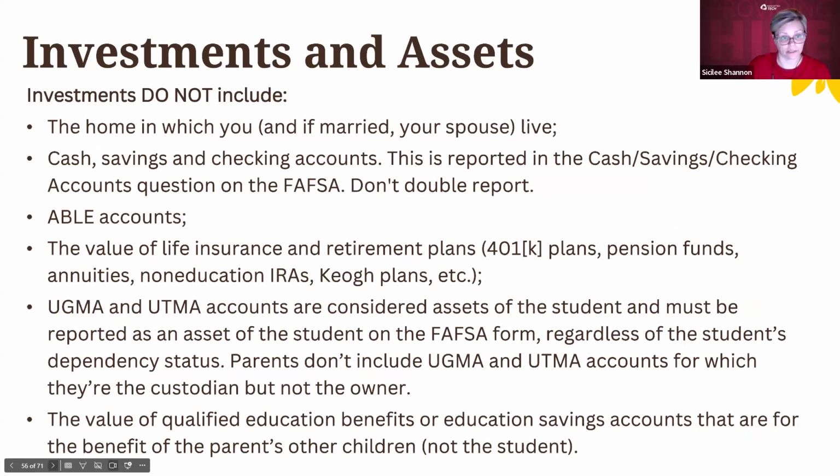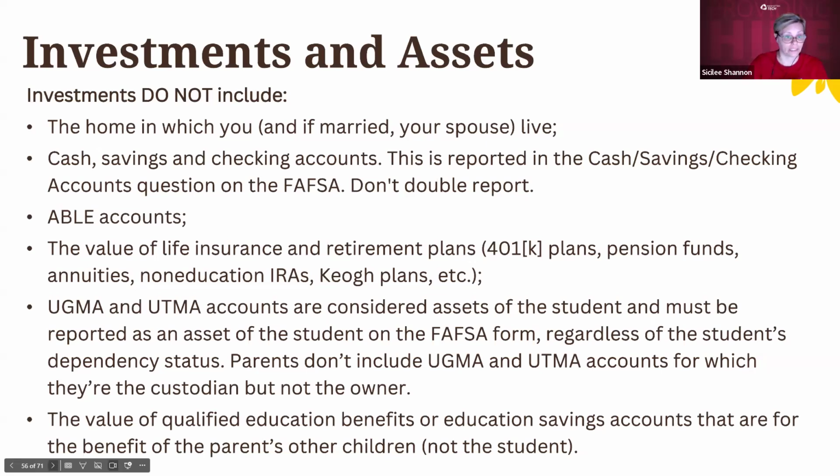When it comes to your parents' investments and assets, there are certain things that are not included. So again, the home in which you live is not going to be included. Cash savings and checking accounts. This is reported in the cash savings and checking account question on the FAFSA. Oftentimes, it's easy to double report this information, so we want to make sure that it's not being double reported.